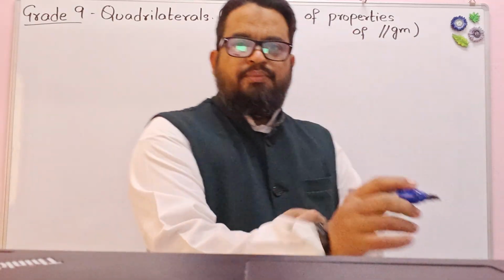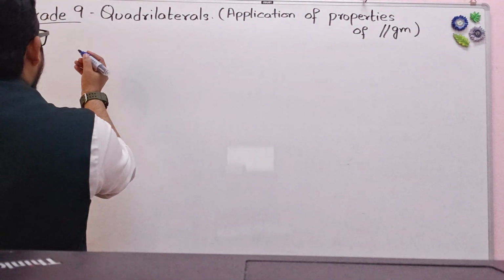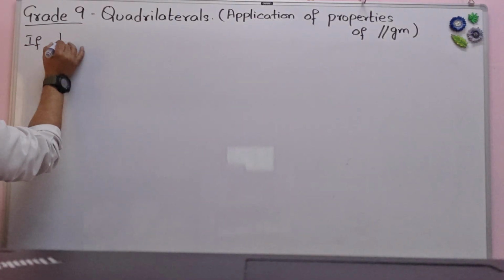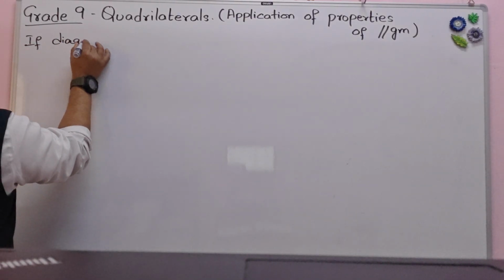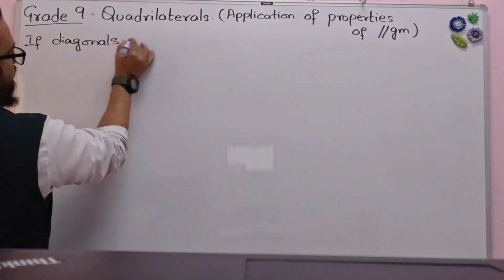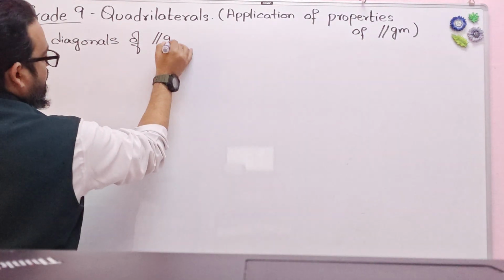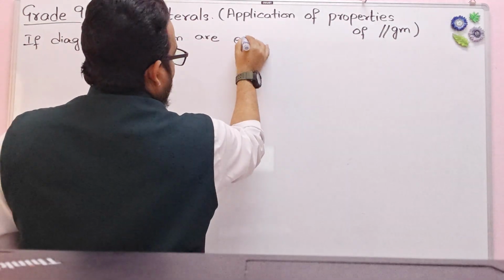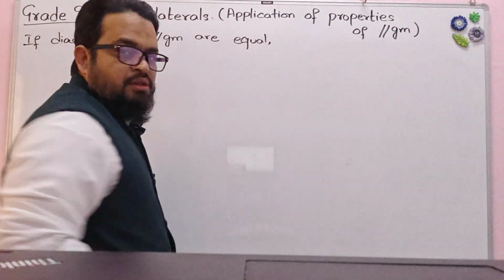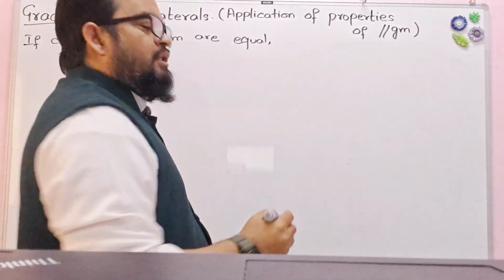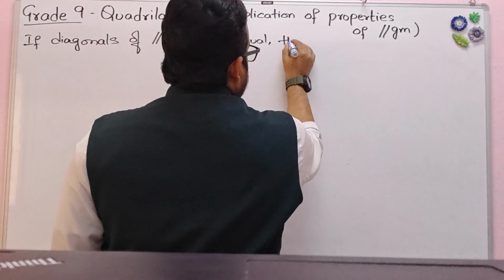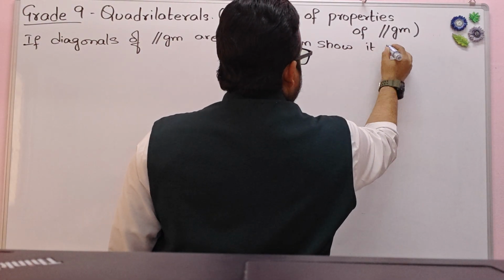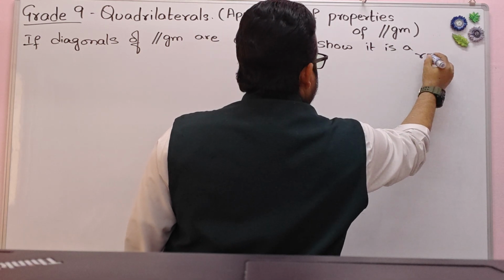What is question number 1? If the diagonals of a parallelogram are equal, then what you are supposed to do? Then we have to show that it is a rectangle.